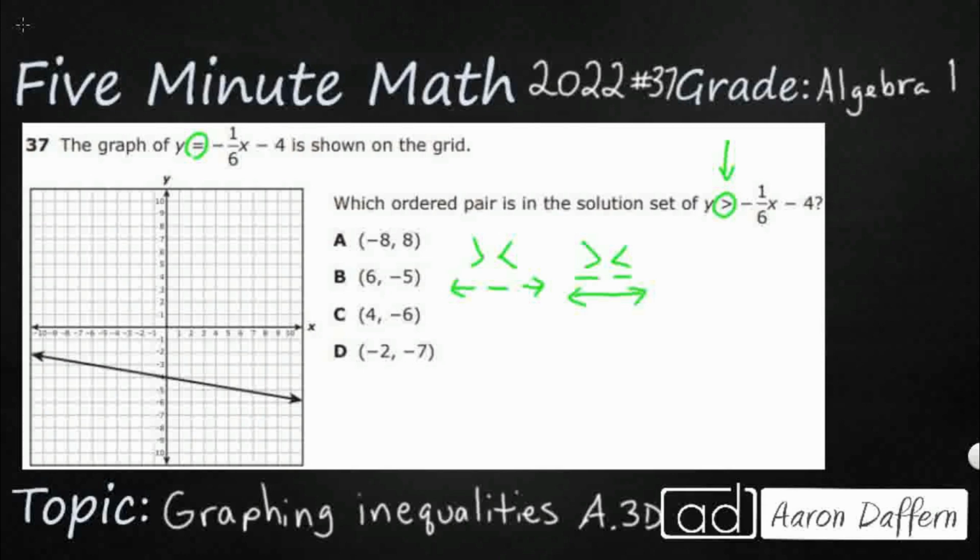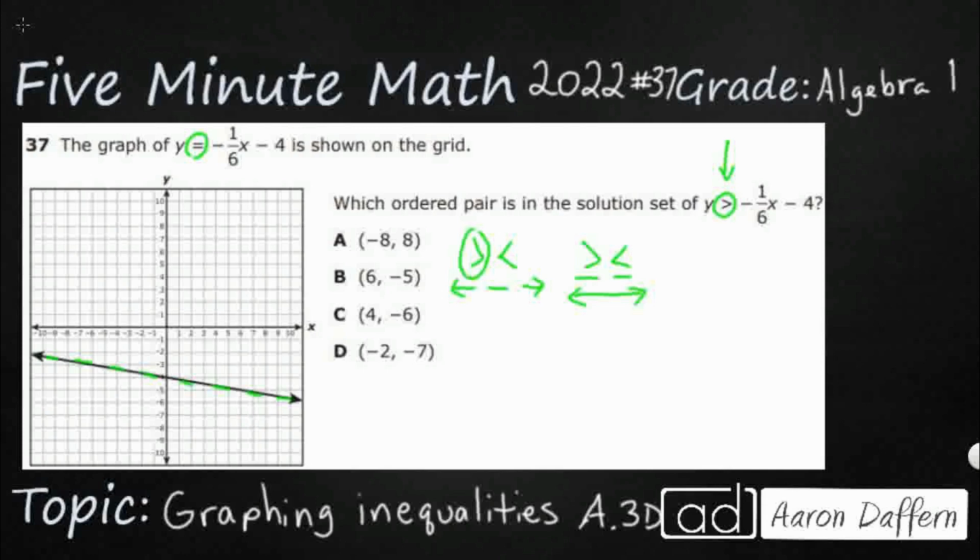So take a look at this. This is y is greater than, which means even though it's listed there as a solid line, I'm going to draw over it. It needs to be a dashed line. If any of these points, A, B, C, or D, actually shows up on the line, we cannot include it.